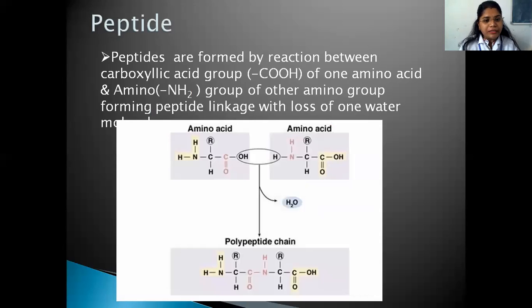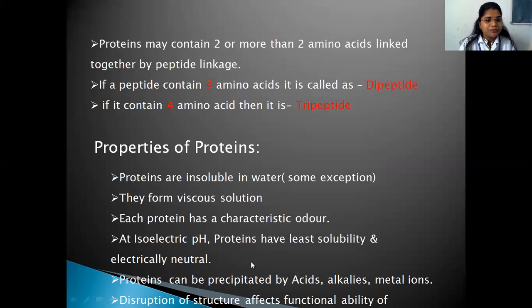Okay, peptide linkage is formed by a reaction between the carboxylic acid group of the first amino acid and the amino group of the second amino acid, and they form a peptide linkage with the removal of a water molecule. The water molecule is removed, and the peptide linkage, C double bond O NH, is formed. Okay. Then next is, what exactly is a peptide linkage?